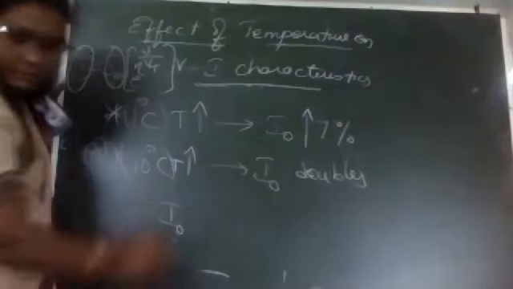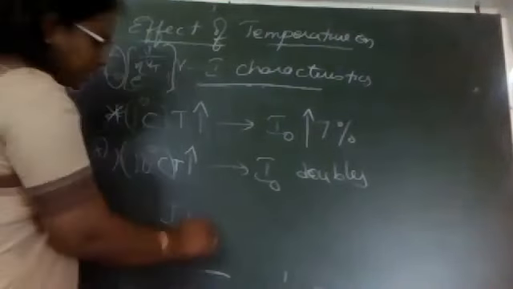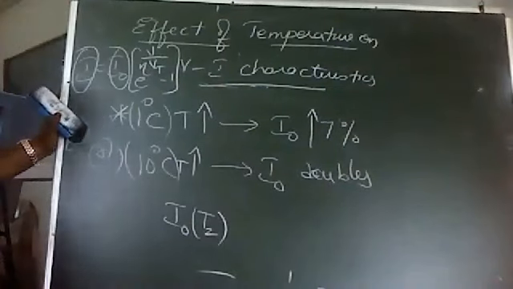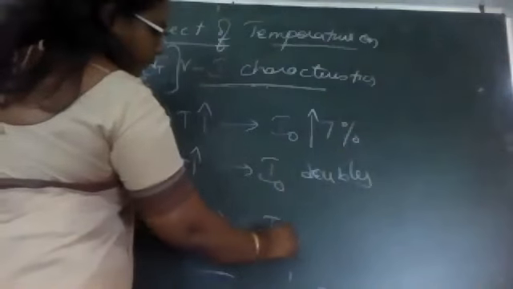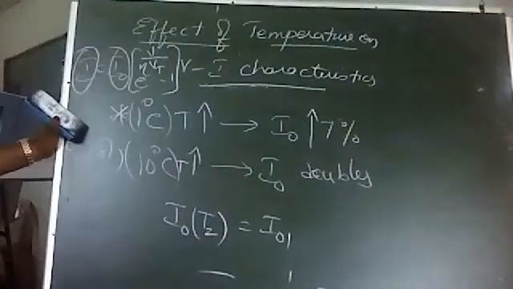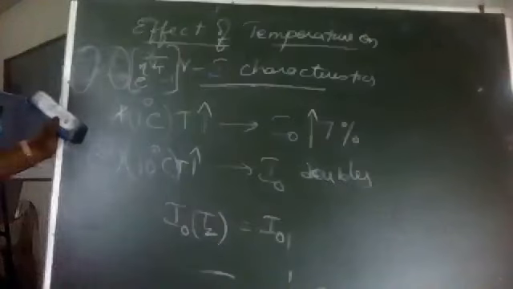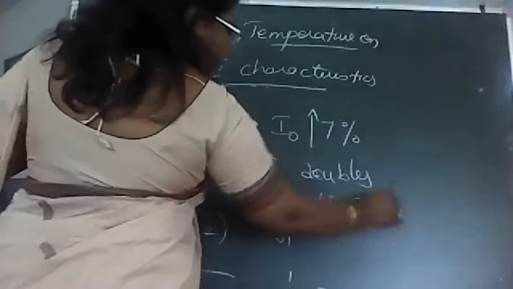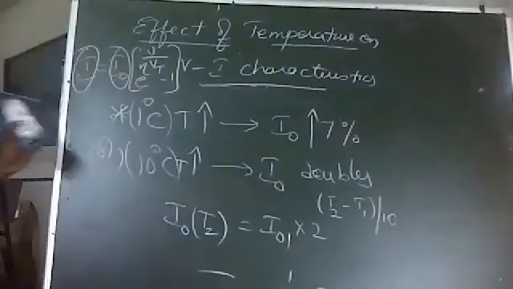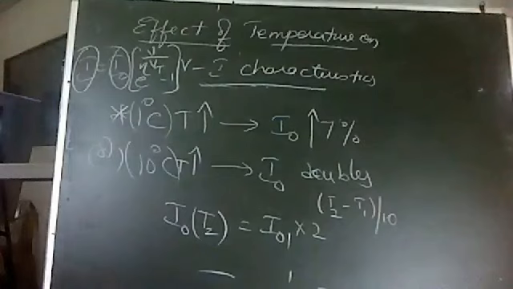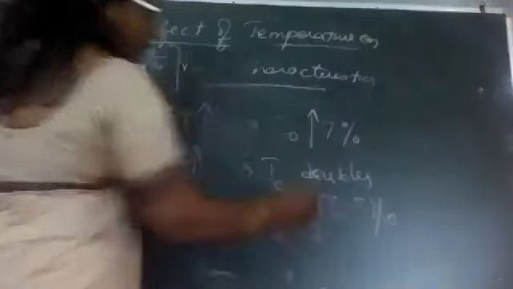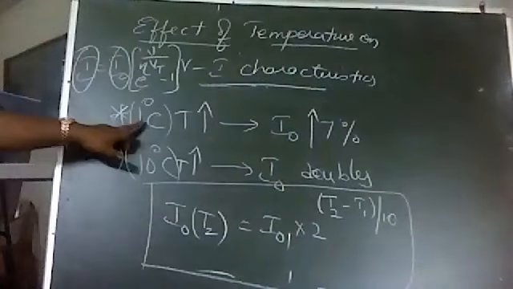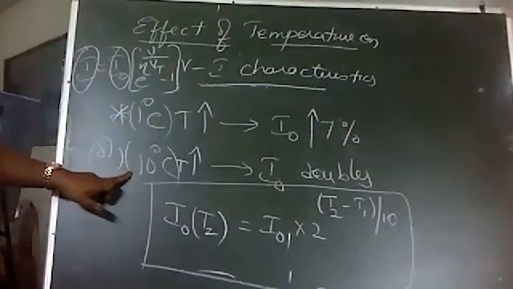So if you want to measure I naught at temperature T2, it is always given by I naught 1, that is the reverse saturation current at temperature T1, raised to the power of 2 with a difference of (T2 minus T1) by 10. How to understand this relation? Here this is for every 1 degree rise. This is for every 10 degree rise.